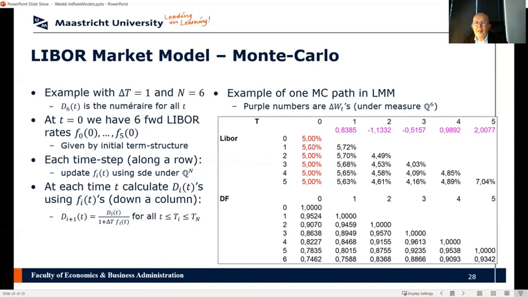By taking one time step forward, I am generating new random variables for all my forward LIBOR rates. And with the forward LIBOR rates, I can now compute what the new term structure of interest rates is by basically moving down a column. So I'm taking a step forward in time using the stochastic differential equation. I'm simultaneously generating a new collection of forward LIBOR rates. And with the forward LIBOR rates, I can generate a new term structure of interest rates.